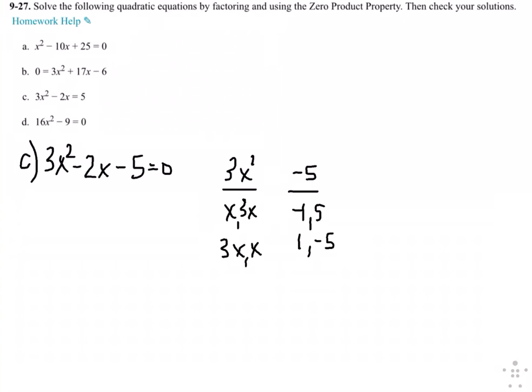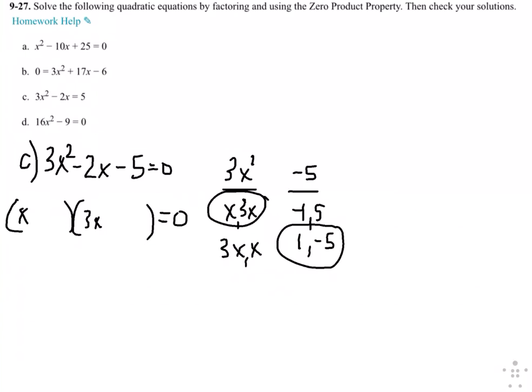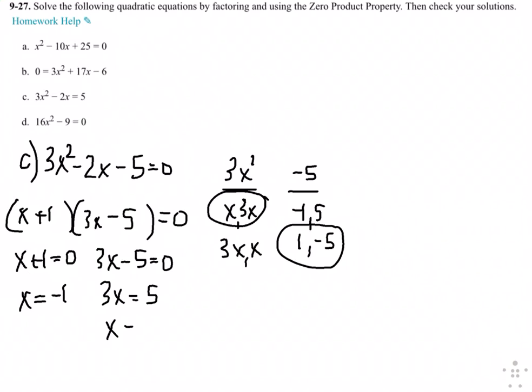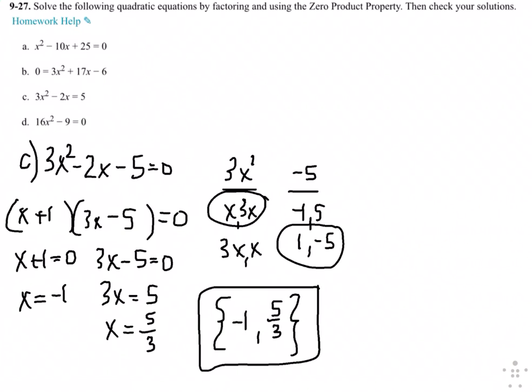The first one would be 5 minus 3, that's positive 2. The second one would be negative 5 plus 3. So here's the match right here. So this factors to x and 3x, and this equals 0, with 1 and negative 5. So x plus 1 is 0, or 3x minus 5 is 0. x equals negative 1. 3x equals 5, x equals 5/3. So this would be negative 1 and 5/3 for C.